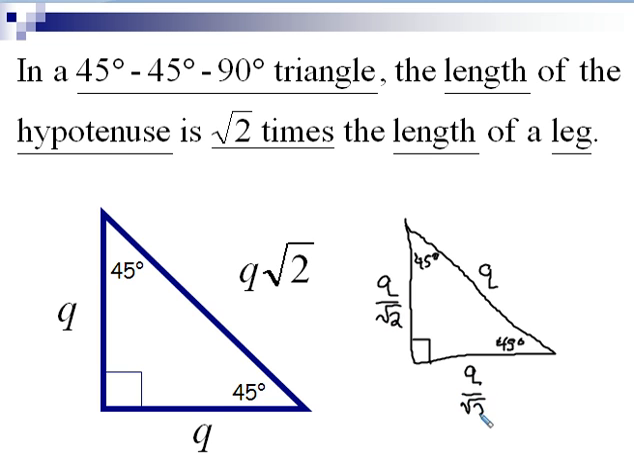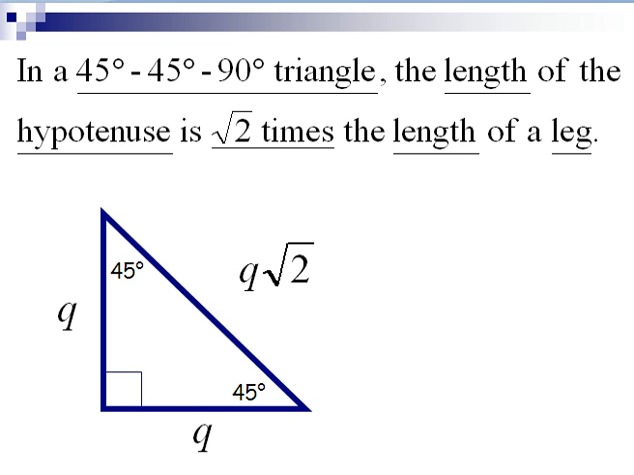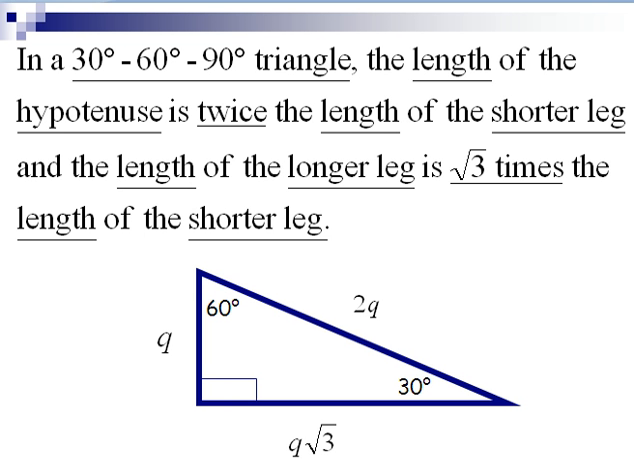So no matter what type of problem you're given, either one of these relationships will always hold true for 45-45-90 triangles. Okay, let's look at the last one here today. A 30-60-90 triangle, another right triangle. One angle is 30, the other is 60.